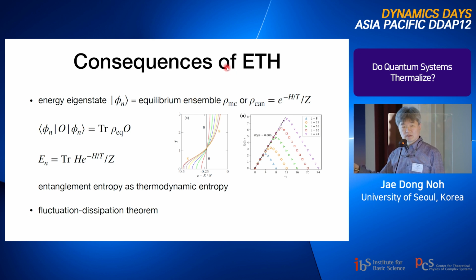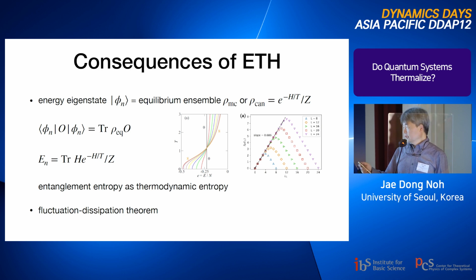So the consequence of the ETH is that the energy eigenstate itself is equivalent to the equilibrium statistical ensemble. You don't need to consider an ensemble of the system. Even if you start from a single energy eigenstate, that is basically equivalent to the microcanonical ensemble. So you can associate all kinds of thermodynamic quantities even to this pure state. For example, you can assign every energy eigenstate a temperature using this rule, and you can even associate the thermodynamic entropy to a single energy eigenstate using the entanglement entropy. You do not need to consider the statistical ensemble of your state in order to define the entropy.